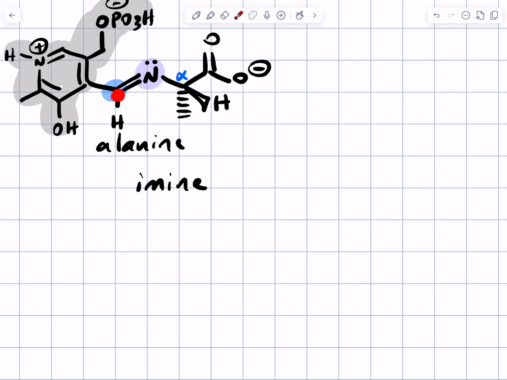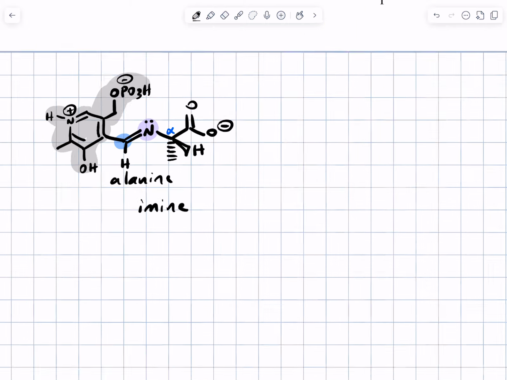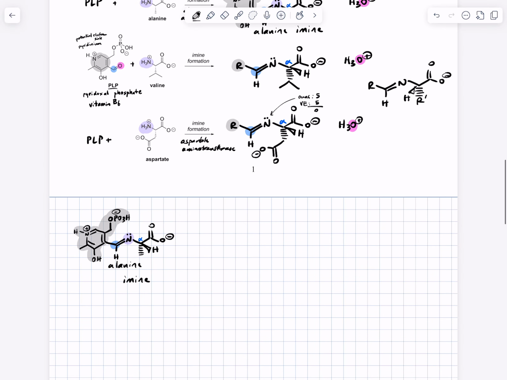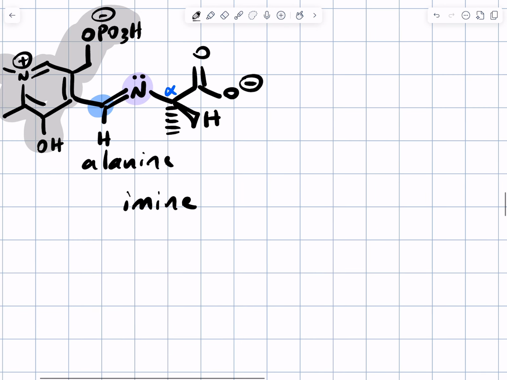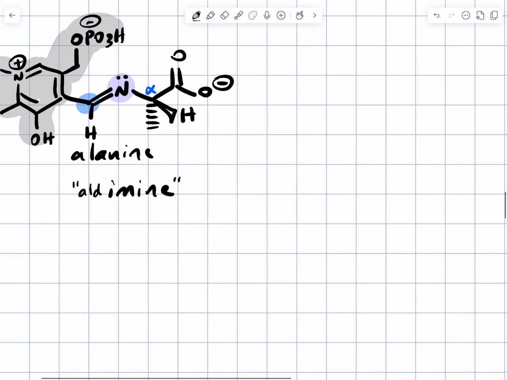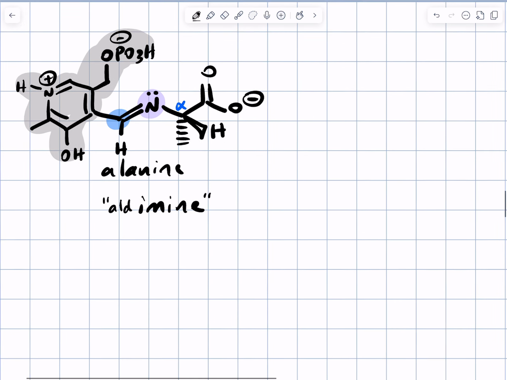The carbonyl carbon in this imine came from what kind of functional group? Was it an aldehyde or a ketone? It was an aldehyde, right? Because PLP is an aldehyde. So some people will call this an aldimine. And that's fine. I'm saying this because what we're going to do now is change the location of the imine.